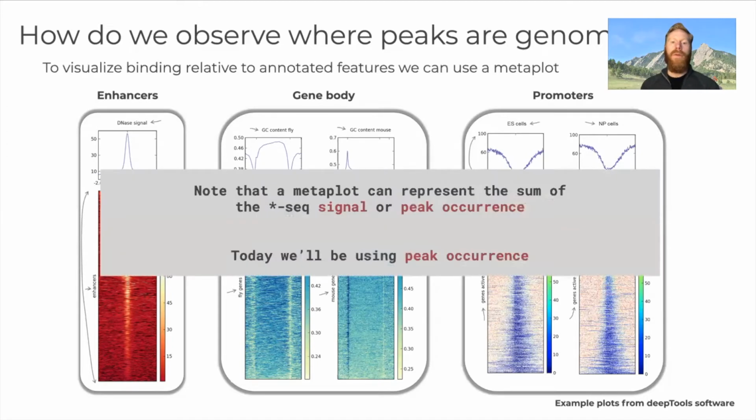It should be noted that a metaplot can represent the sum of whatever sequencing signal or peak occurrence, and today we'll be using the peaks to create the metaplot. And we'll be using Pol II as an example.